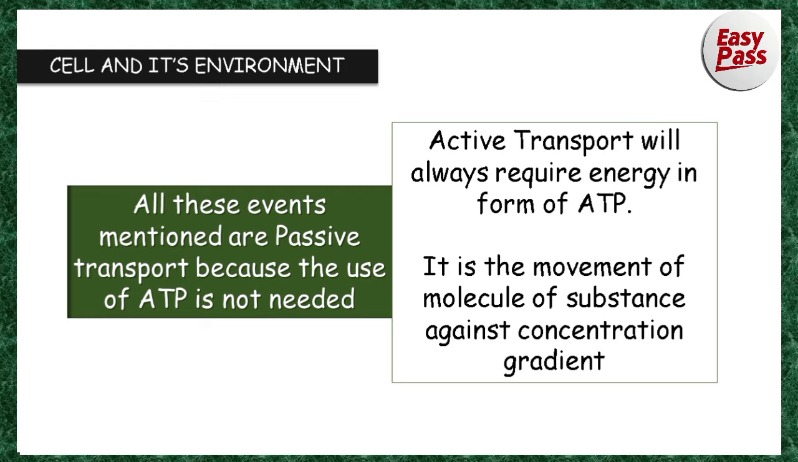But when we come to active transport, it is the active one. Active transport will always require energy in the form of ATP because it is a movement of a molecule of substance against the concentration gradient. You are moving against the concentration gradient just like you are moving uphill. You require more energy to do this than when you are moving down a slope or hill. So active transport is movement of molecules against concentration gradients.